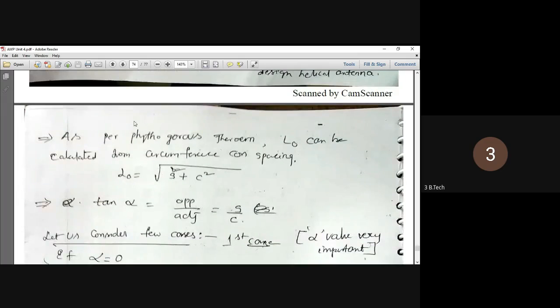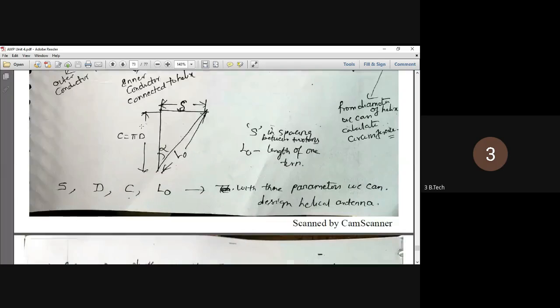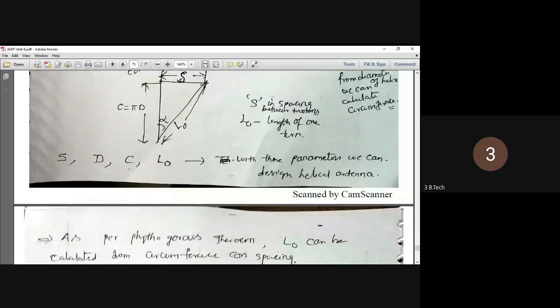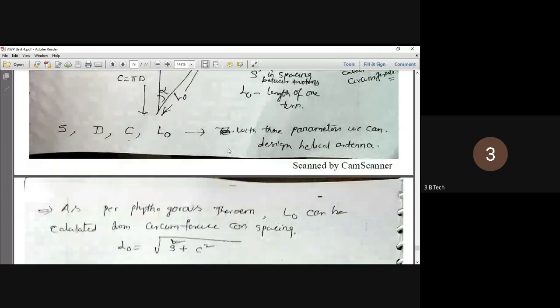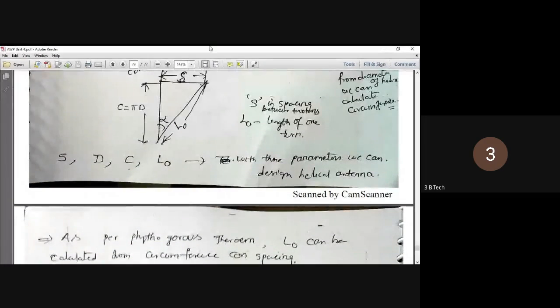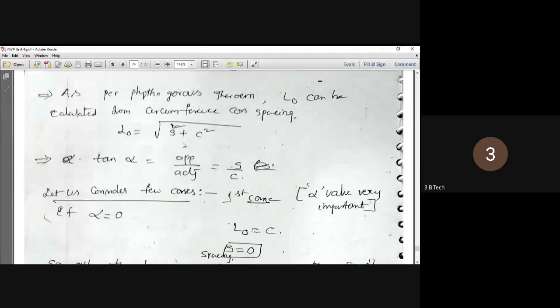Right? Is the audio clear? Is the screen visible? Yes, sir. Okay. So while we see this term, quickly you can recap your Pythagoras theorem. So as per Pythagoras theorem, L0 can be calculated from circumference or spacing. So what is L0 here? You can see here it is alpha. So L0 is equal to root of S square plus C square.